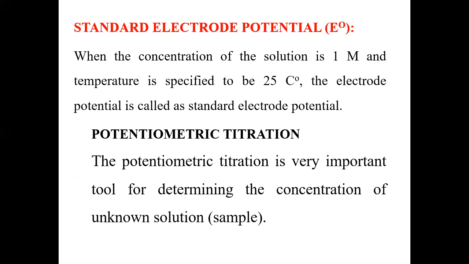What is standard electrode potential? Standard electrode potential is denoted by E naught. When the concentration of the solution is 1 molar and the temperature is specified to be 25 degrees centigrade, the electrode potential is called standard electrode potential.